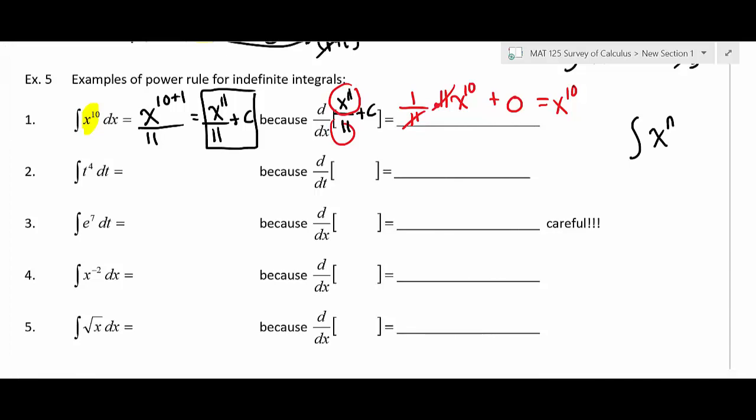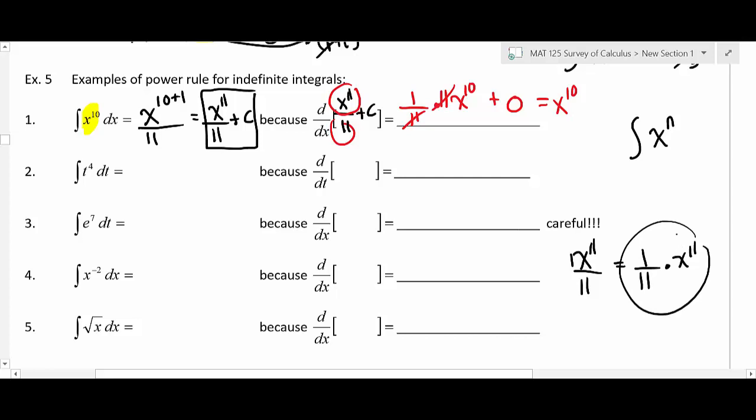How does 11 turn into 1/11? That's what I was helping you with in my office the other day. If you have x to the 11th over 11, you need to understand that that's the same thing as 1/11 times x to the 11th. I got you. That's a constant. Yes. The x has a 1 in front, so you need to understand that they're the same. So when you do the derivative, you write the constant, then you do your power rule on that, and that's how it checks out.